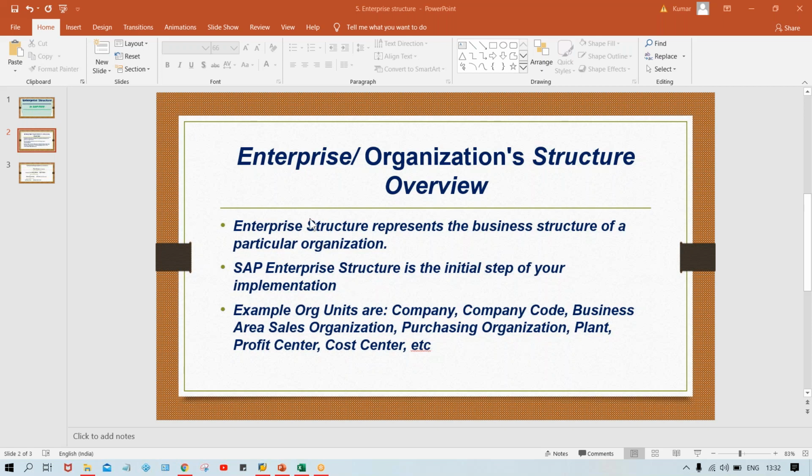And if we talk about enterprise structure or organizational structure examples, then it is like company code, business areas, sales organizations, purchase organizations, plant, profit center, cost center. So these all are whatever examples I have quoted. It doesn't mean that this is from FICO only, even from other modules also I have added, right? So if we talk about enterprise structure guide, that represents a business structure of a particular organization, right?